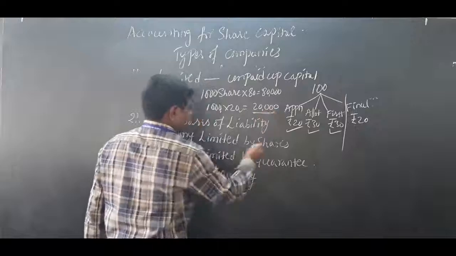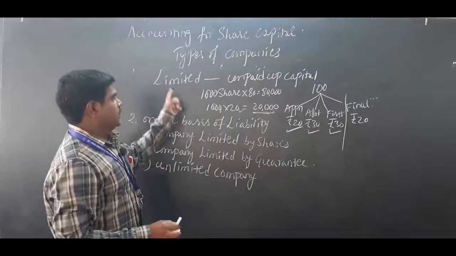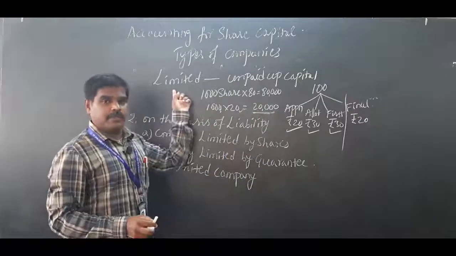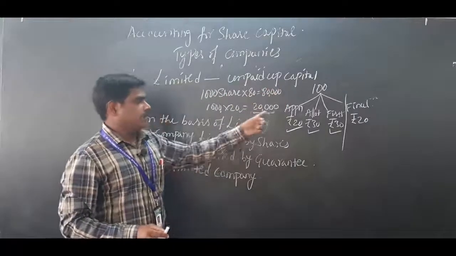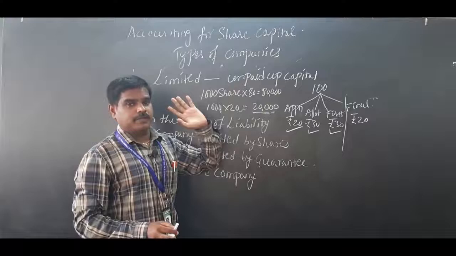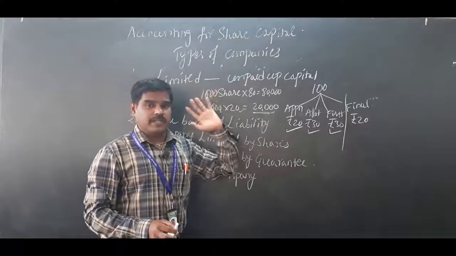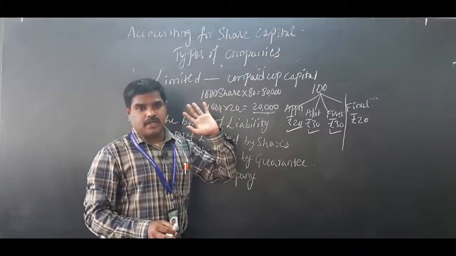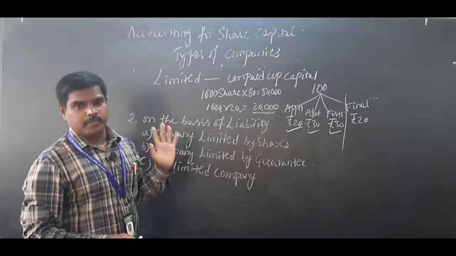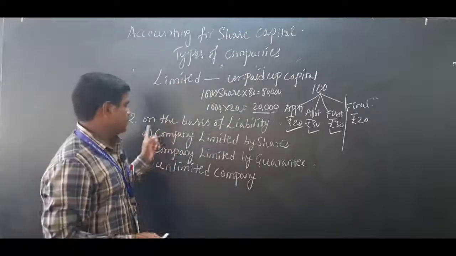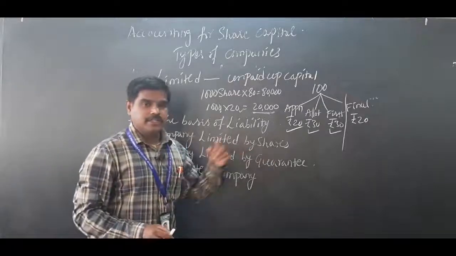So that is what company limited by shares means. The liability of the shareholder is limited to the unpaid up capital. I have to pay only 20,000 rupees, that's all, whether the company is under loss or not. So 80,000 plus 20,000, only 1 lakh rupees I have to pay to the company. That is what you call company limited by shares.